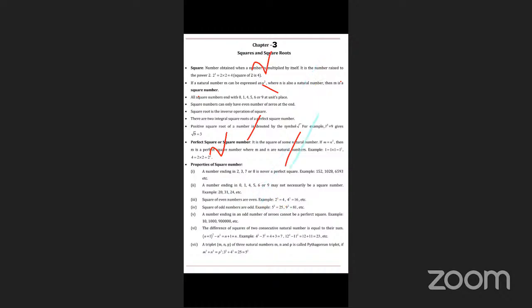One more example, let me take. Suppose we have the number 6 and the number 5. So we know 6 square is 36. 5 square is 25. If I subtract their squares, how much will I get? I don't need to calculate. Simply 6 plus 5 will be how much? That much will be the answer, 11.